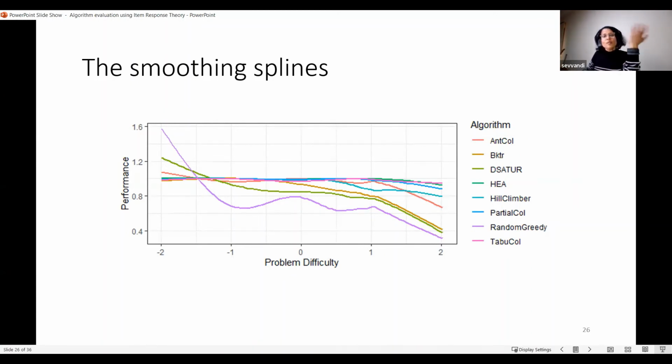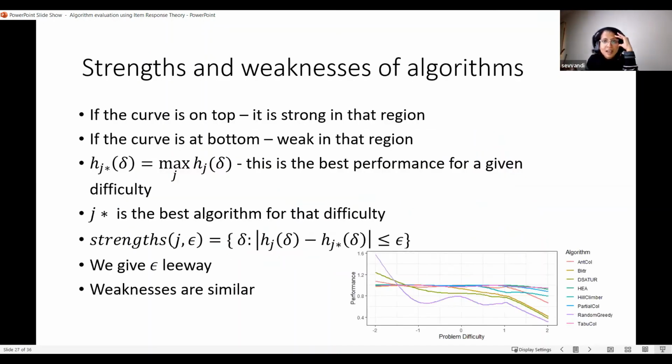So when we have these smoothing splines, the obvious question that comes next is, now we can visualize the strengths and weaknesses of algorithms, because you have this ordered spectrum that is the latent trait, which is the problem difficulty. On the problem difficulty domain, if a curve is on top, it is strong in that particular region. If the curve is at the bottom, it is weak in that region. So how do we find the strengths?